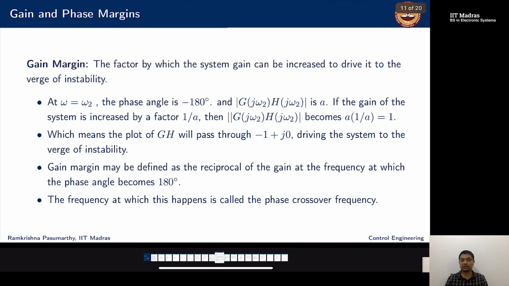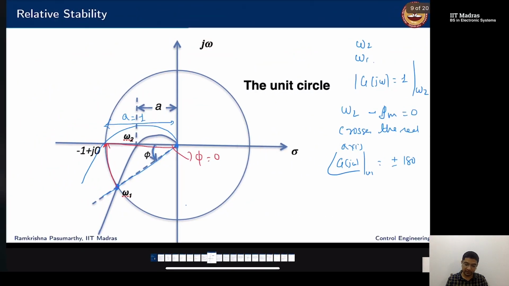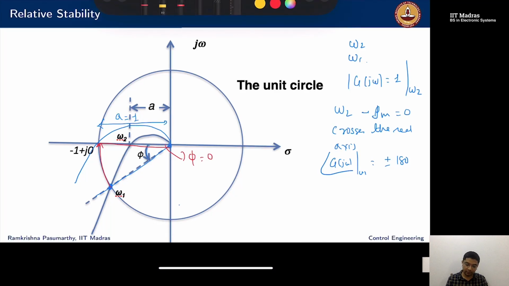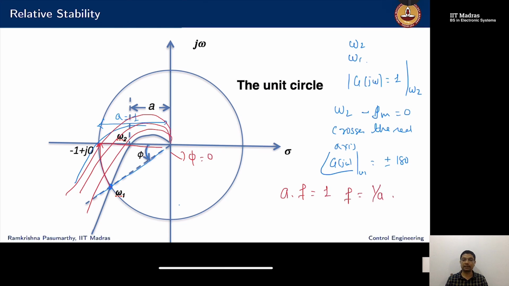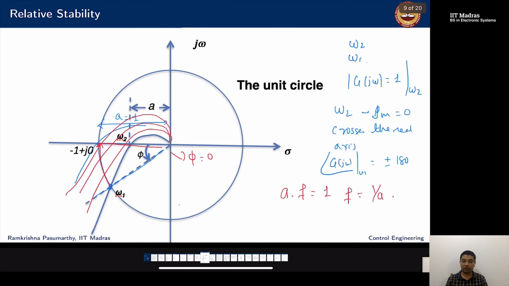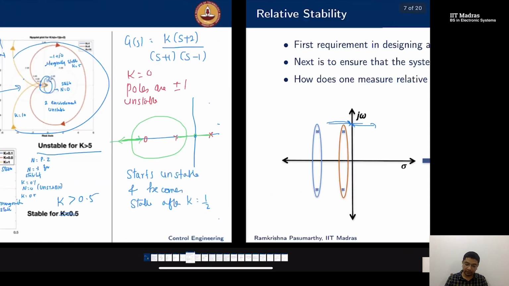Now I'll ask myself a question: what is the gain margin? It is the factor by which the gain can be increased to drive the system to the verge of instability. I start with A, and I increase the gain slightly more and slightly more. There should be some factor times A which will make it 1. This factor is 1 over A. If I increase the gain by a factor of 1 over A, then I hit the point -1 plus j0. After that, I'm always unstable. That is like the point, say k equal to 5, here.